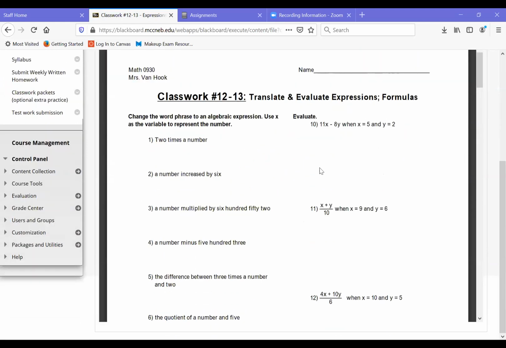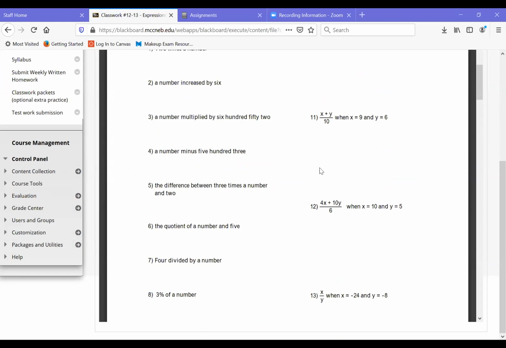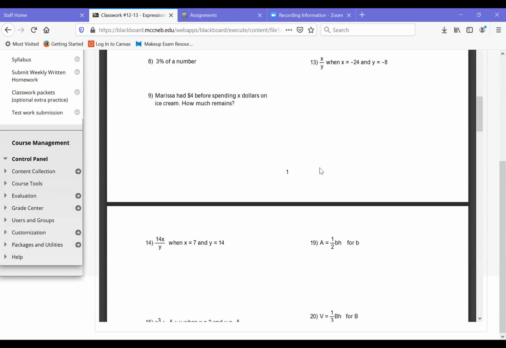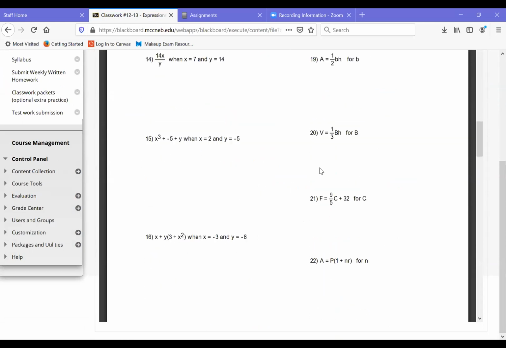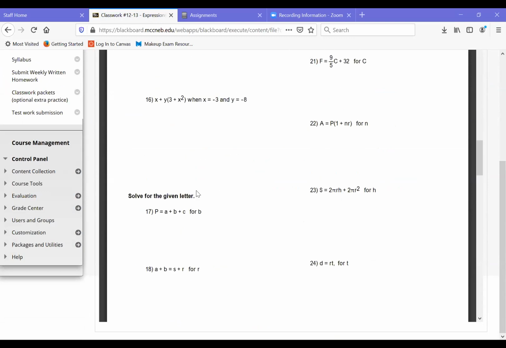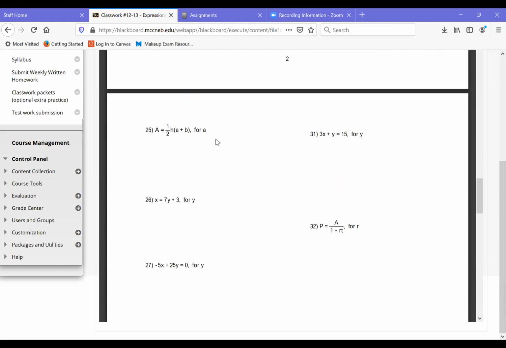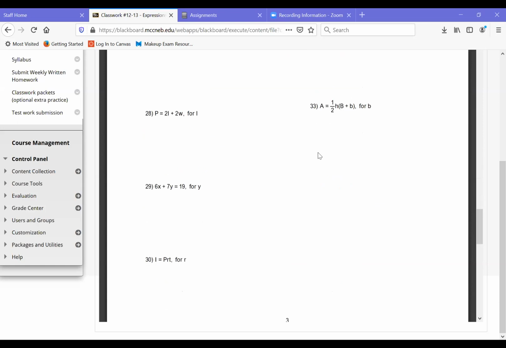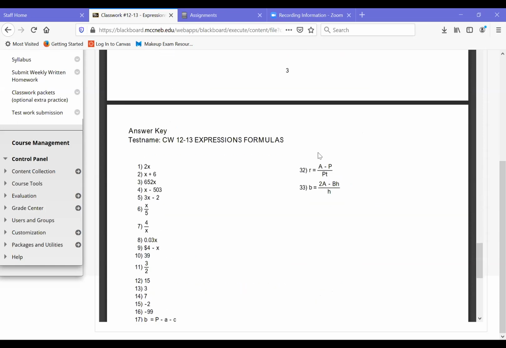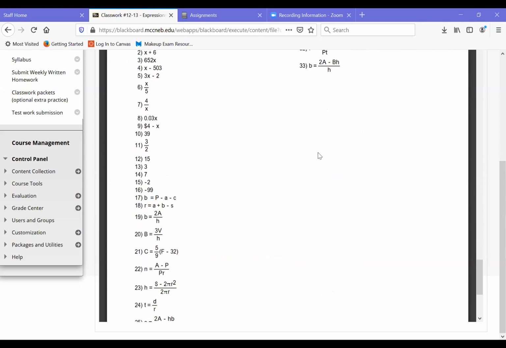Okay, so the first page here, these are all problems from lesson 12. But what we've been working on just now is lesson 13. So right about here on problem 17 in the classwork where it says solve for the given letter, this is where the formulas begin. So if you want extra practice for lesson 13, here are some practice problems that you can do, starting with number 17. And it goes all the way through problem 33. And then here's your answer key at the end.